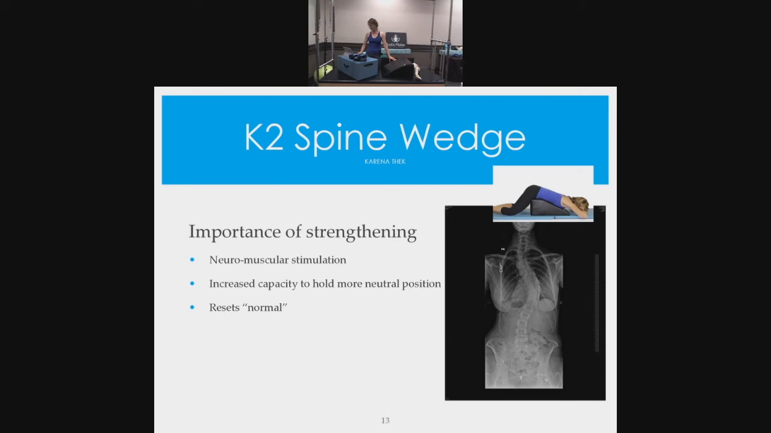Importance of strengthening. So with the K2 and with all of the work that you do, once we've moved back to that more physiologically normal position, we want to strengthen because it's going to provide neuromuscular stimulation. So how many times have you talked to a client or a friend, or maybe you've done it yourself, I certainly have, where maybe you buy an inversion table, or you buy some posture shirt, or you buy something that allows you to return to that better posture, that better position.